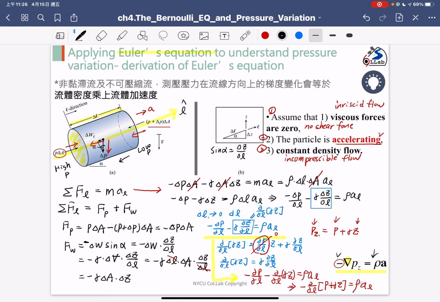The pressure plus gamma Z is the piezometric pressure, and the gradient operator here is dL, where L is along the streamline direction. So the gradient of the piezometric pressure along the streamline, with a minus sign, equals the density multiplied by the acceleration, which is also along the L direction. This is Euler's equation.